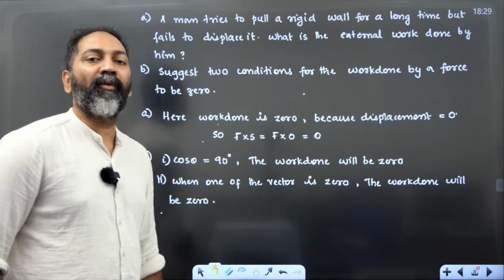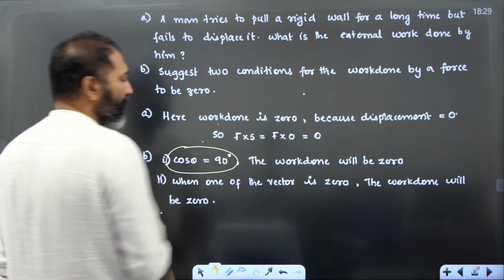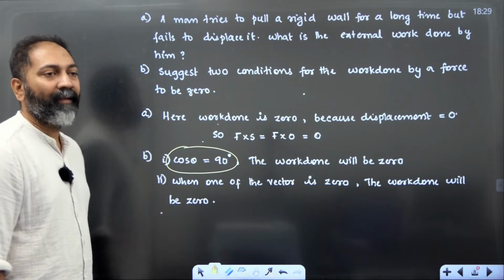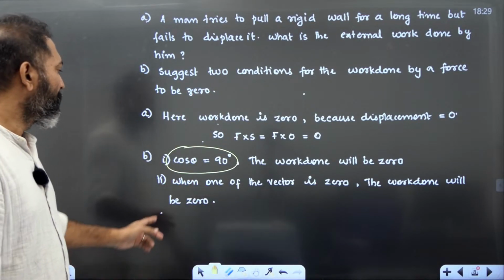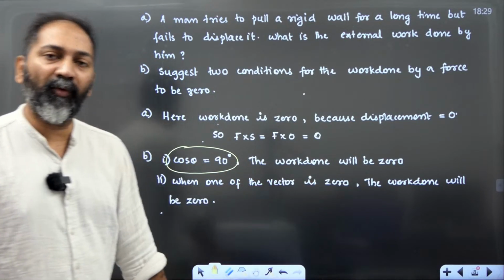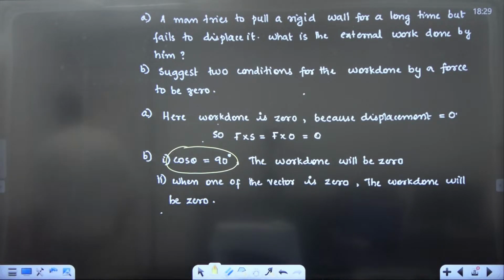When is the work done by a force 0? When theta is equal to 90 degree, when force and displacement are perpendicular to each other, that is one condition. The other is when there is no displacement. The first case, when theta equal to 90 degree, work done will be 0. When one of the vectors is 0, that is, there is no force or no displacement, work done will be 0. Note it down. When force and displacement are perpendicular, work done is 0. When force or displacement is 0, work done is 0.